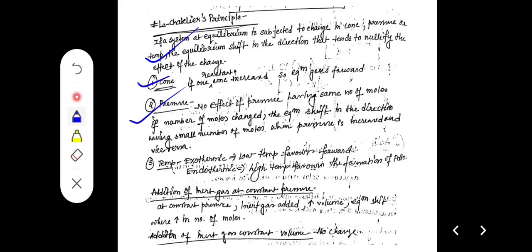Okay, in this way pressure and moles are interrelated. There is no direct effect. No effect of pressure when the number of moles is the same. If both sides have the same number of moles, there is no effect at all from pressure. If the number of moles changes, the equilibrium shifts in the direction having the smaller number of moles, where pressure is increased. Okay, and vice versa also. That is the opposite also.